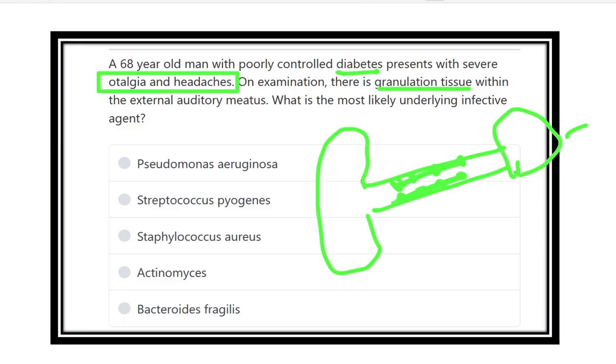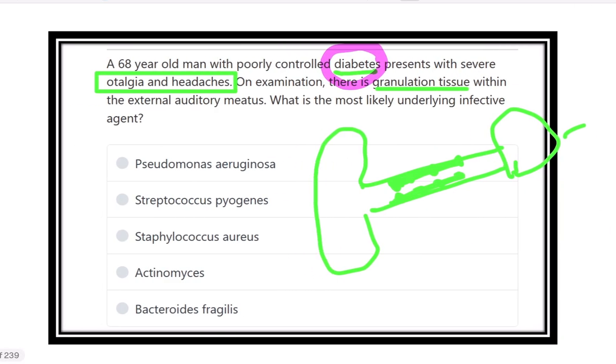So what is the underlying organism? Here the options are Pseudomonas aeruginosa, Streptococcus pyogenes, Staphylococcus aureus, Actinomycetes, Bacteroides fragilis. In a normal state, usually the organism is different, but in the case of diabetics, that means an immunocompromised condition, the organism is different.